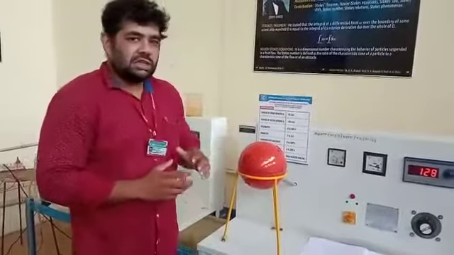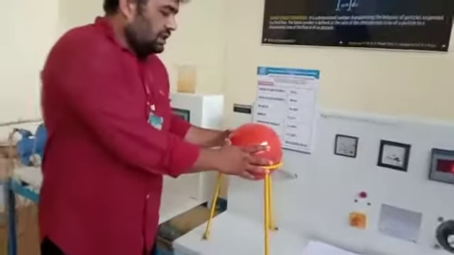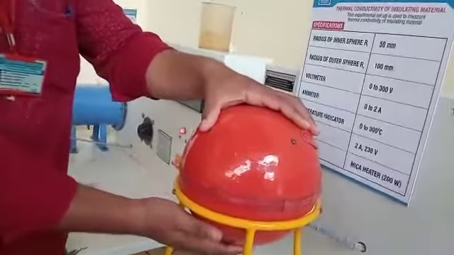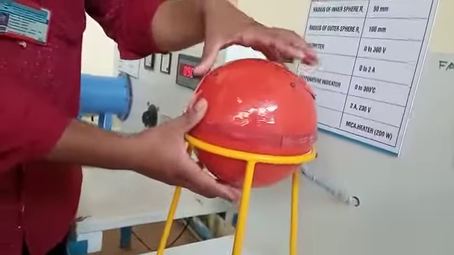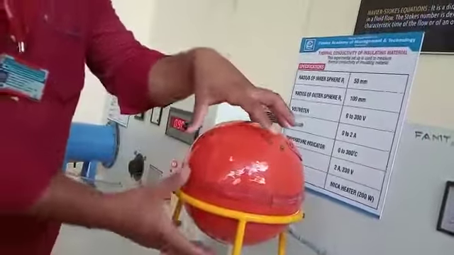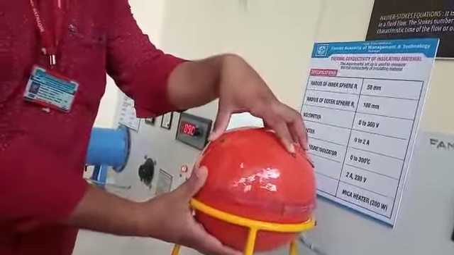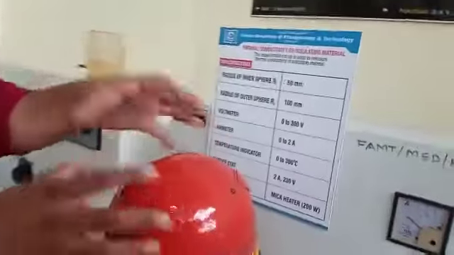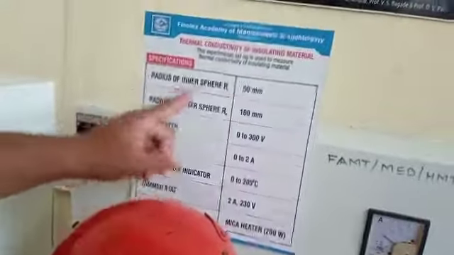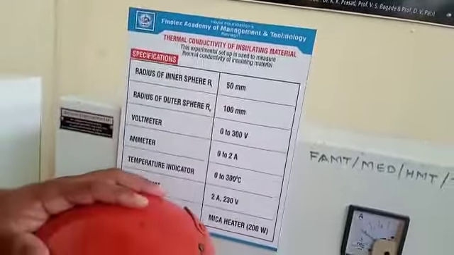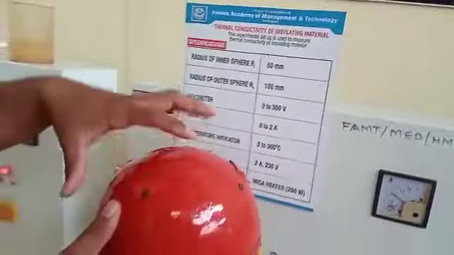This is the core apparatus of the experiment. It is basically a sphere. Actually, the apparatus consists of two hollow spheres placed one inside the other. This is the bigger sphere having a radius of 100 mm, and one small sphere of diameter 50 mm is placed inside this sphere. Both the spheres are hollow.